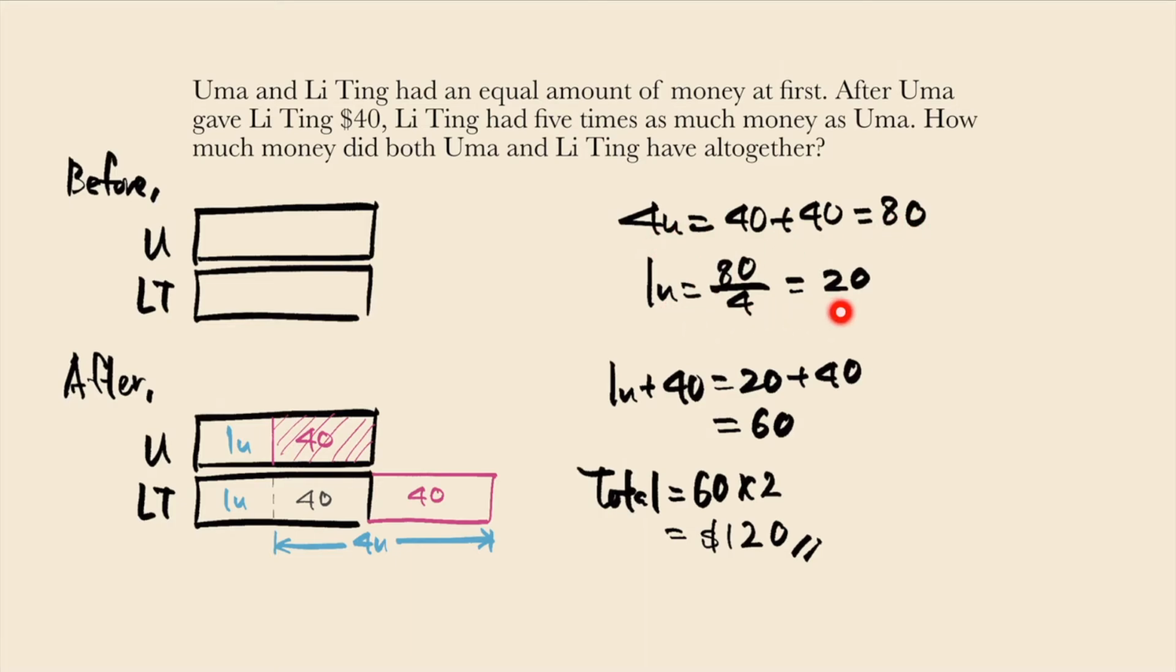How much money did they have all together? So one thing we can do is to find 1U plus 40 and then multiply by 2, because they had an equal amount at first. So let's find one of them, 1U plus 40, that's 60, and together they would have $120.